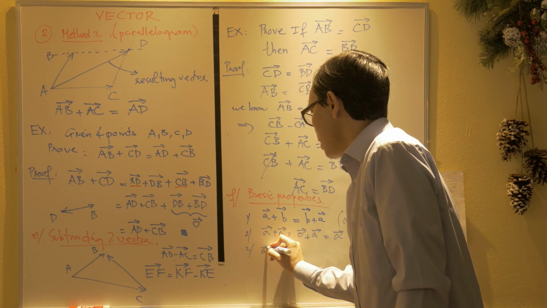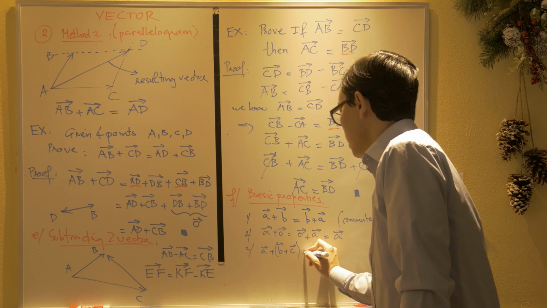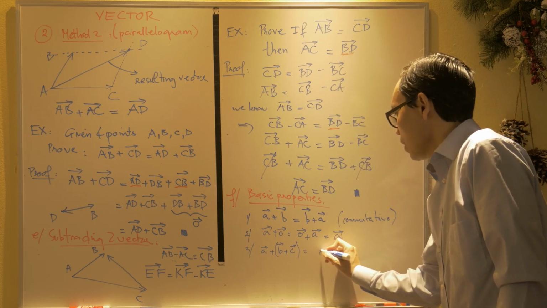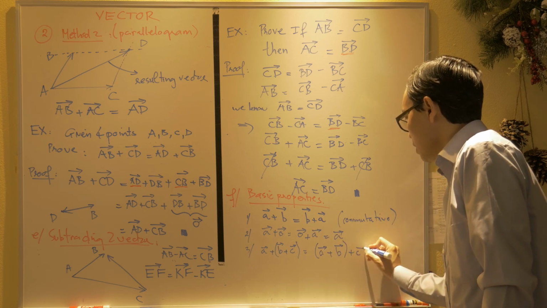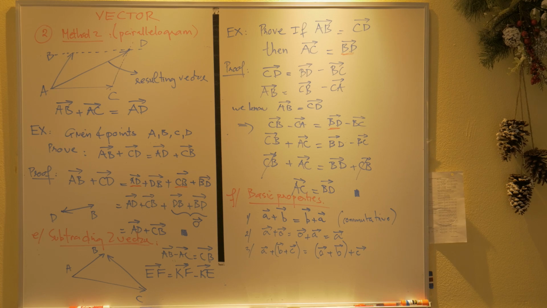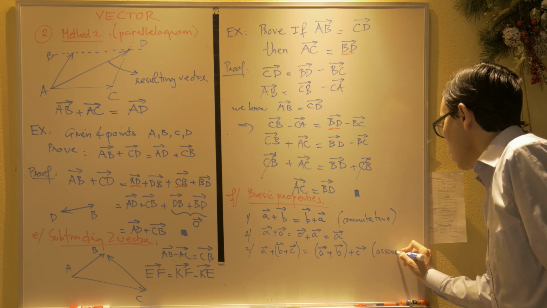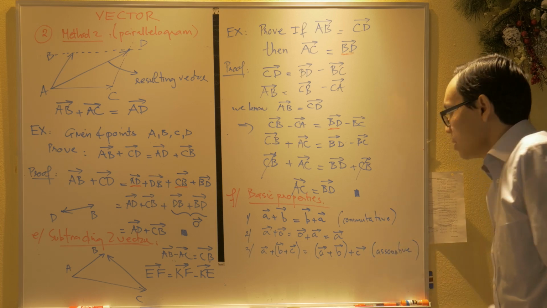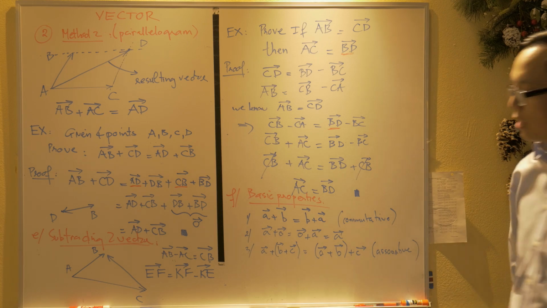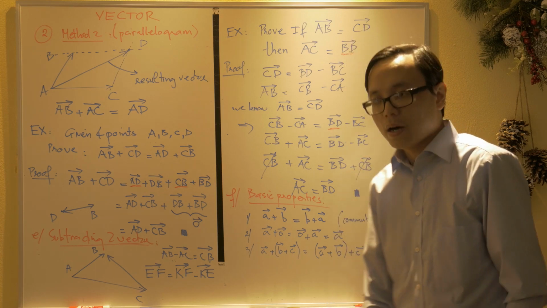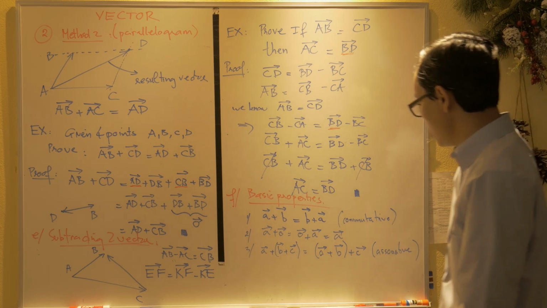We also have the associative property. We have vector A plus the sum of vector B and vector C, that is equal to the sum of vector A and vector B, plus vector C. So this is called the associative property. It's the same property as when we add two real numbers, two integers together. We have commutative and associative.